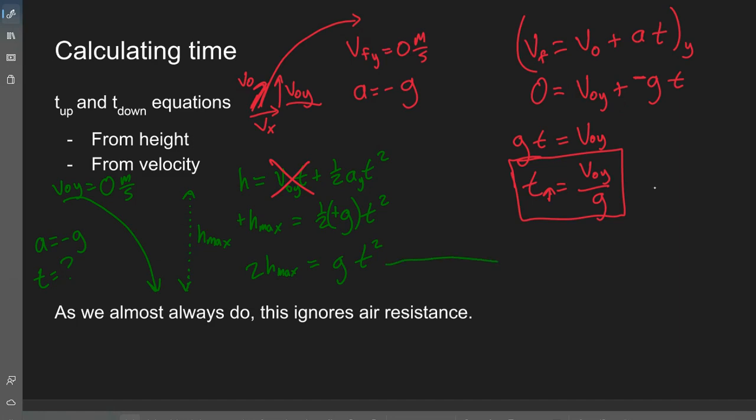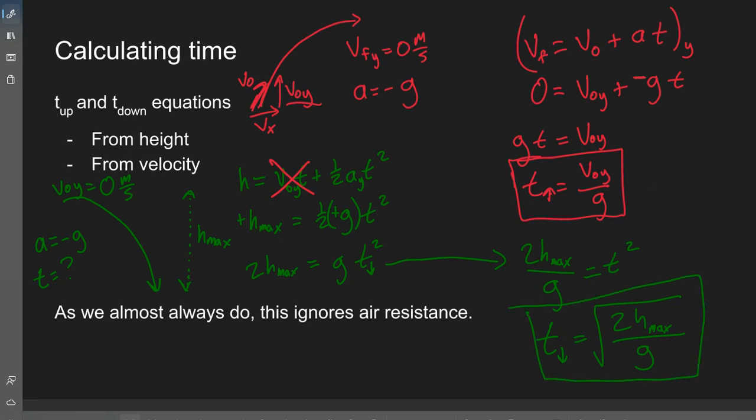Okay, I'm going to bring this down over here. Now since we're looking for time, this is our time down. I'm going to divide by g, so 2h max over g is equal to t squared. And since we just want t, our time down is equal to the square root of 2 times our maximum height divided by g. All right. There's our time down equation.